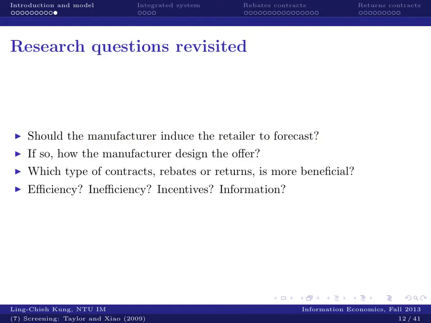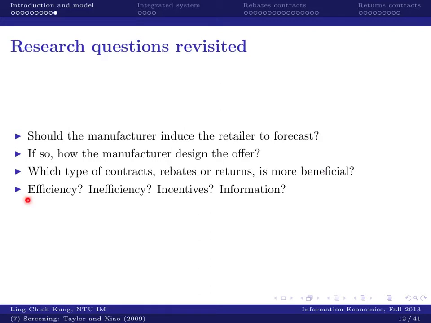If so, how should the manufacturer do that? How to decide whether to use rebates or returns, and what are the 3 parameters to set? In particular, we want to answer which type of contracts, rebates or returns, is optimal to the manufacturer. Okay? If the manufacturer can choose between these 2 options, which one should he choose?